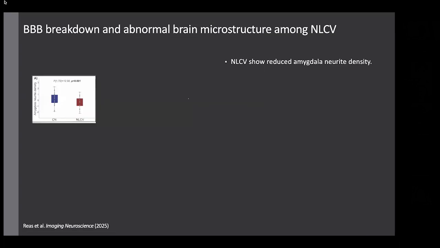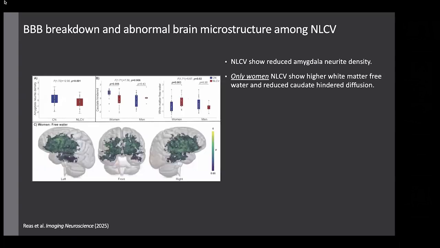Next, we wanted to see if there were any differences in brain microstructure. And across the whole group, we didn't find much. We found that the long COVID group showed lower neurite density in the amygdala. But when we looked at sex differences, we found this interesting dichotomy where only women showed microstructural abnormalities with long COVID, most pronounced for the white matter. So women with long COVID showed increased free water in the white matter. Free water is often interpreted as a proxy for inflammation, and this was mostly in the frontal and temporal lobes.